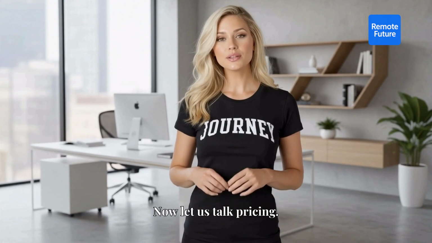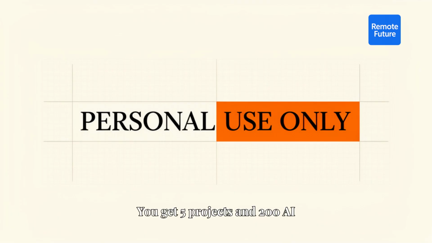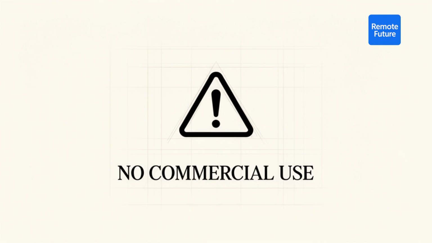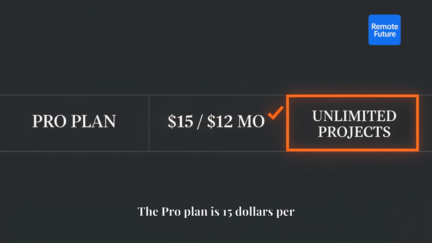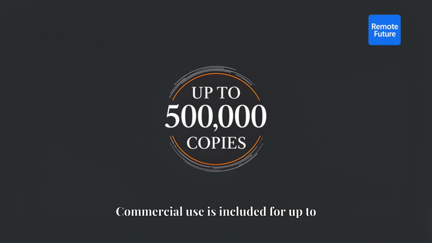Now, let us talk pricing. Kittl has 4 plans. The free plan is $0. You get 5 projects and 200 AI tokens one time. But you cannot use outputs commercially. Personal use only. The Pro plan is $15 per month, or $12 per month on annual billing. You get unlimited projects, vector exports, and 2,000 AI tokens per month. Commercial use is included for up to 500,000 copies.